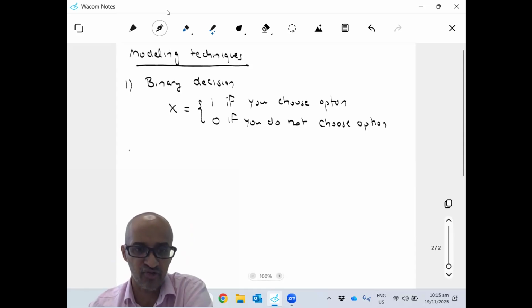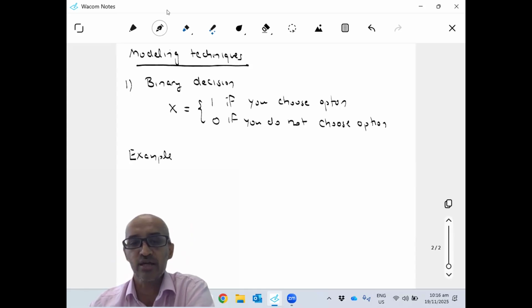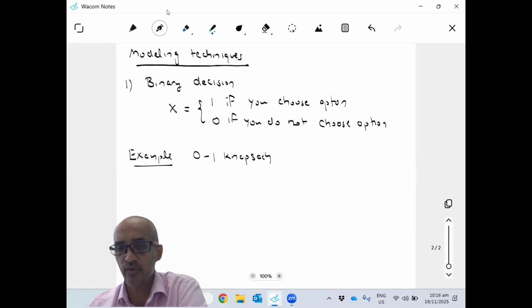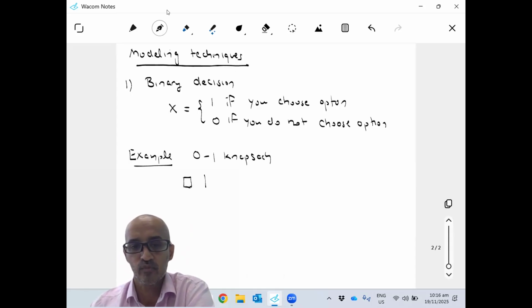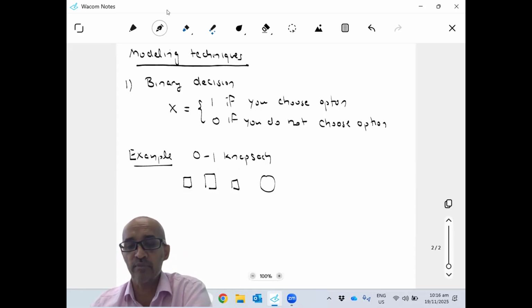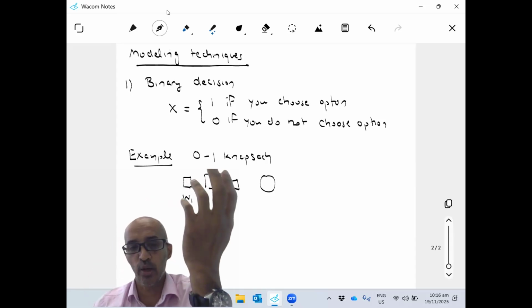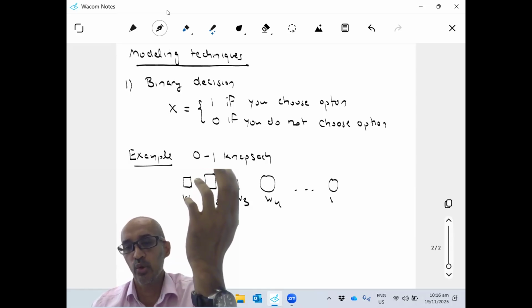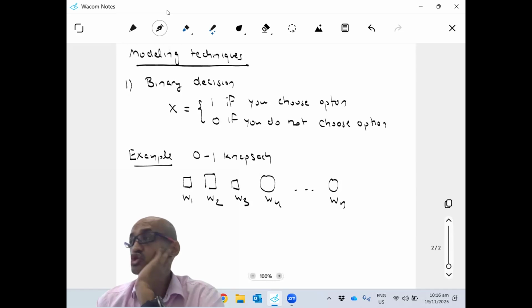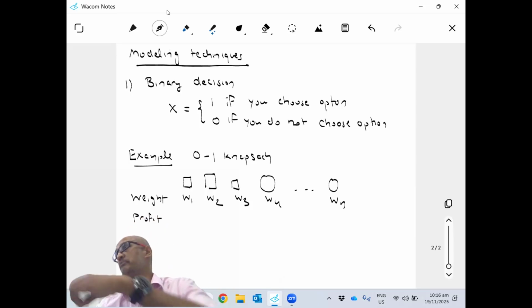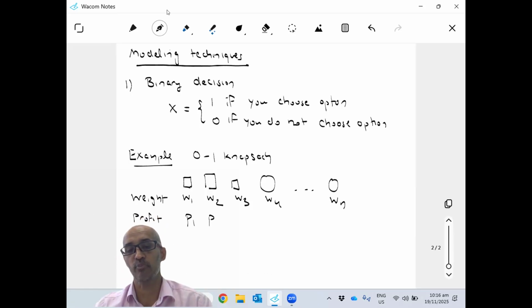The simplest one that we have seen is the 0-1 knapsack. We have seen this problem before. What is knapsack? I have many items. Each of them has, let's say, a weight: W1, W2, W3, W4, up to Wn. This is the weight of each item. There's a profit for taking it, so if I put an item in a knapsack, I get some profit. Let's call it P1, P2, P3, P4, up to Pn.